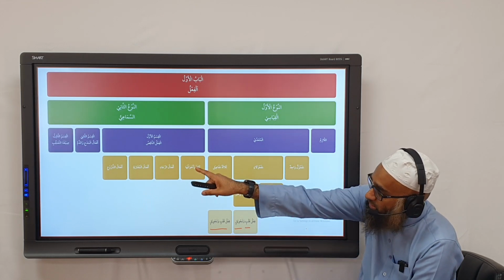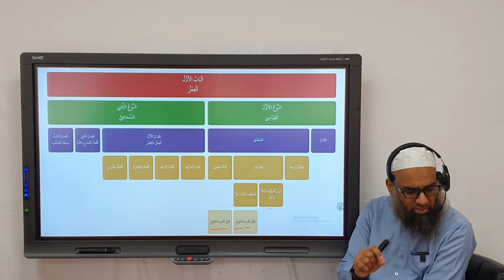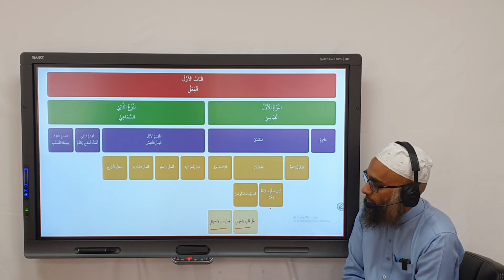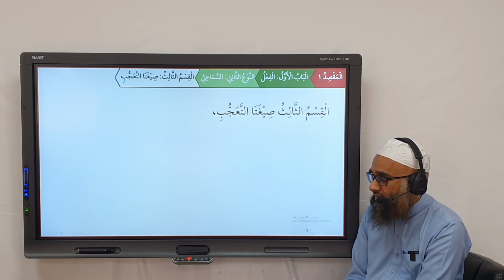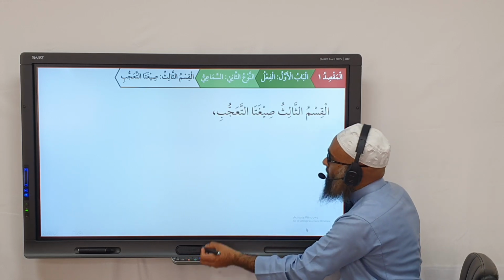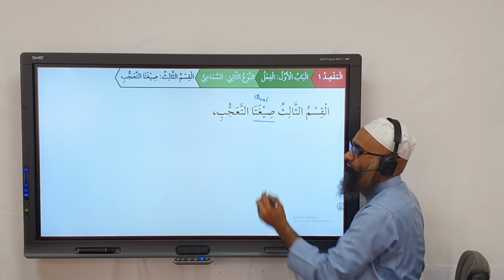And now we're moving on to the last section here, صيغتا التعجب. Now we say صيغتا التعجب because they aren't actually, I'll explain it inshallah shortly. Okay? So al-qismu thalithu صيغتا التعجب. صيغتا, this is the dual form. This is the dual form of صيغة. The two صيغas of ta'ajjub.